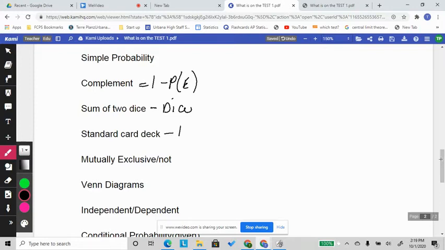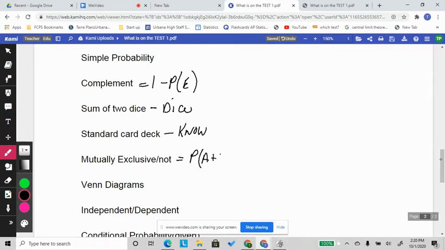Make sure you know what a standard deck of cards is. Understand that you have hearts and the suits. There are 4 suits. There's 13 of each. If you don't know that, watch a video and learn the standard deck of cards. And then remember, you have mutually exclusive or not. There was a video on that and homework on that.